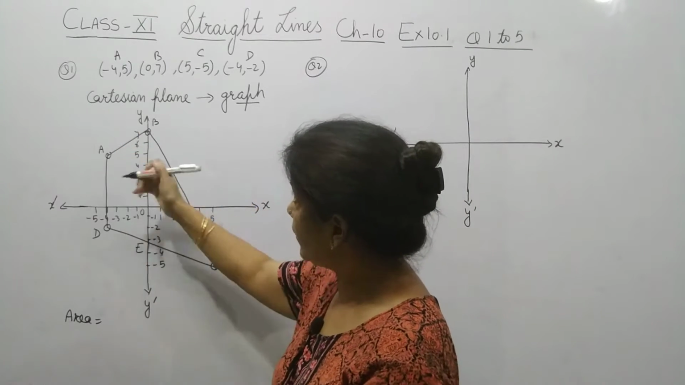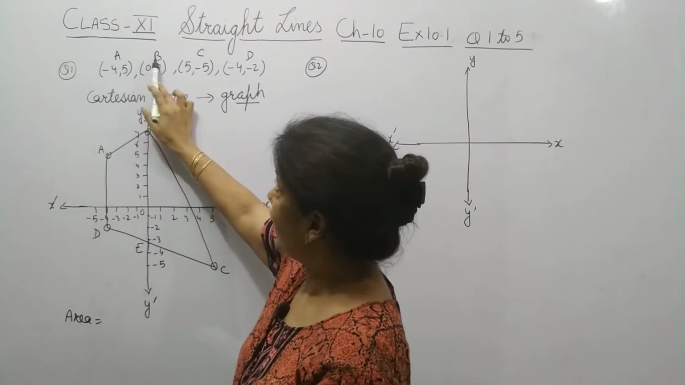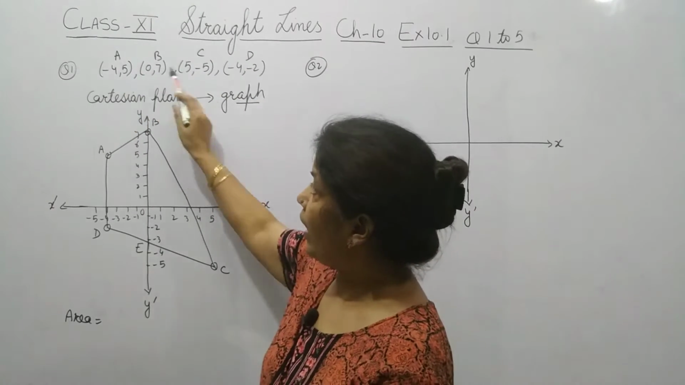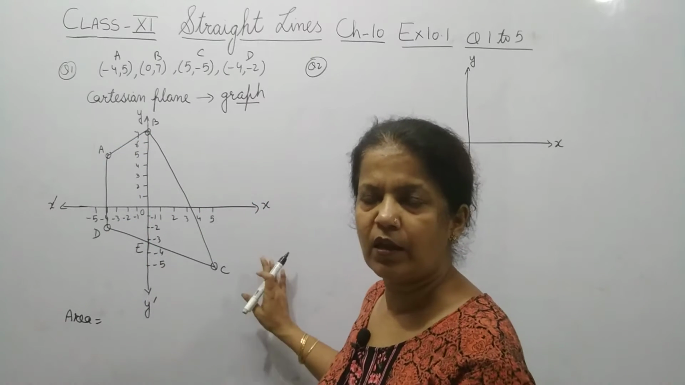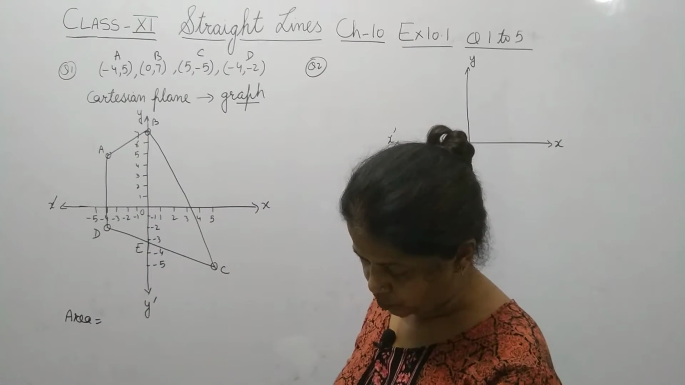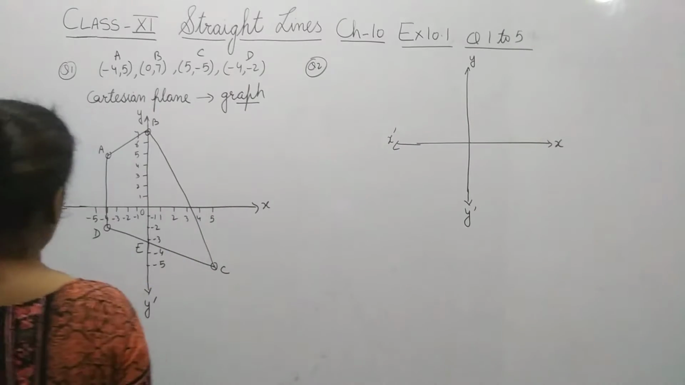So after plotting it, let these coordinates be represented as A, B, C and D, and after plotting the values on the graph you will get the figure in this way. Now the question is to find its area. Now you have to find out its area.